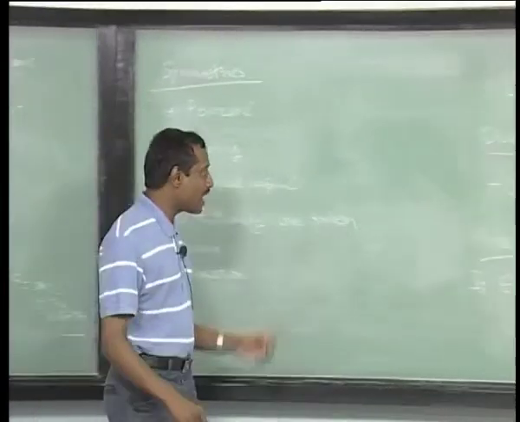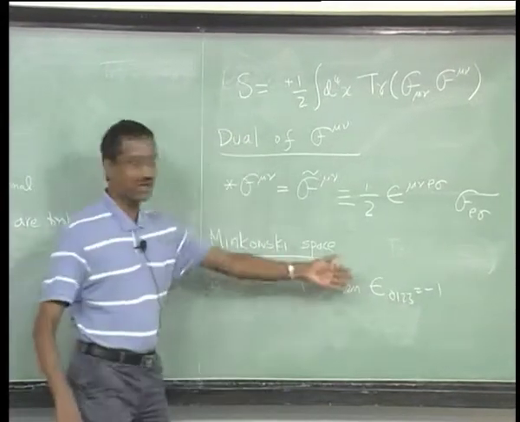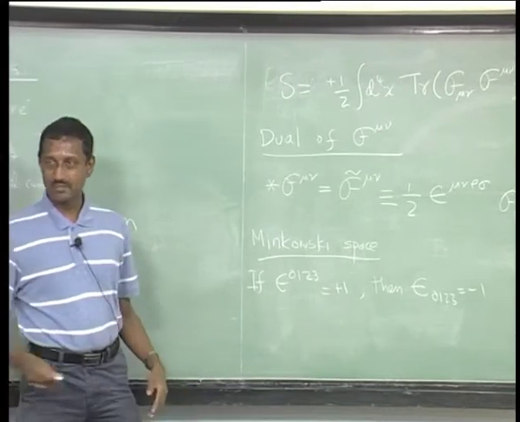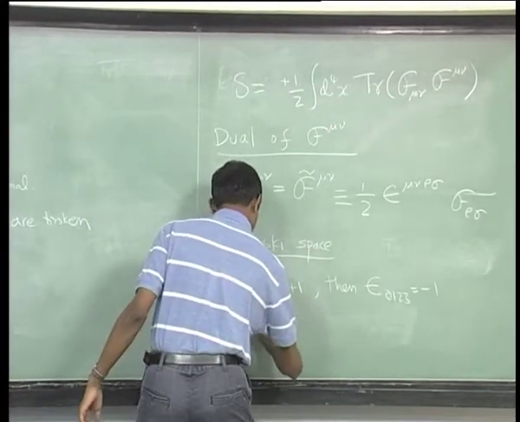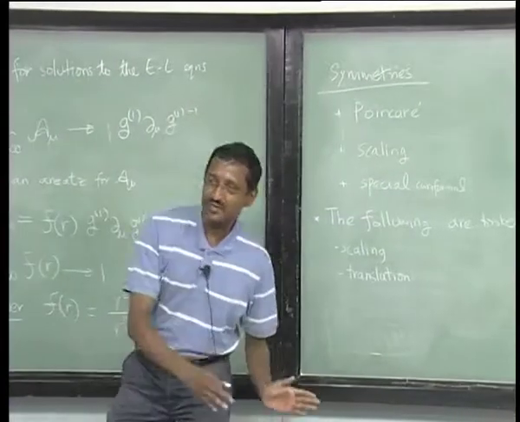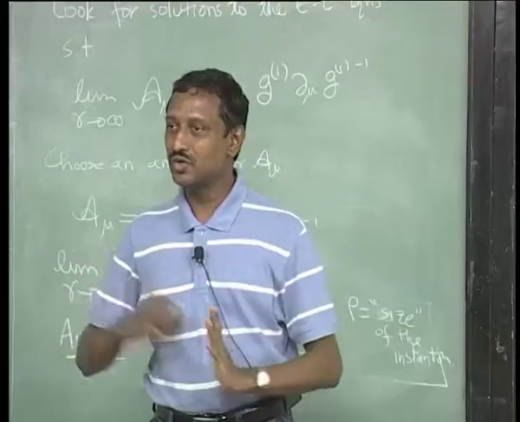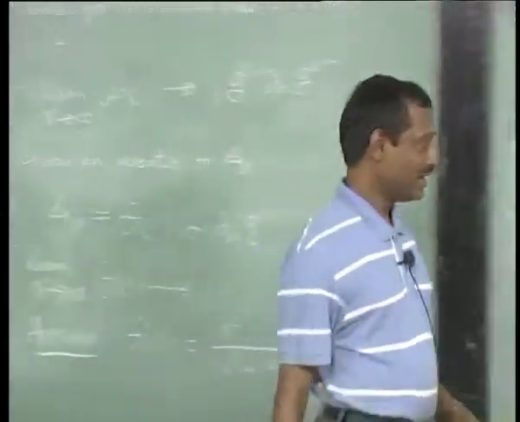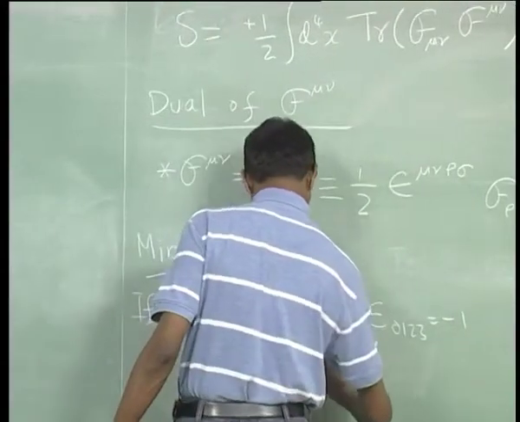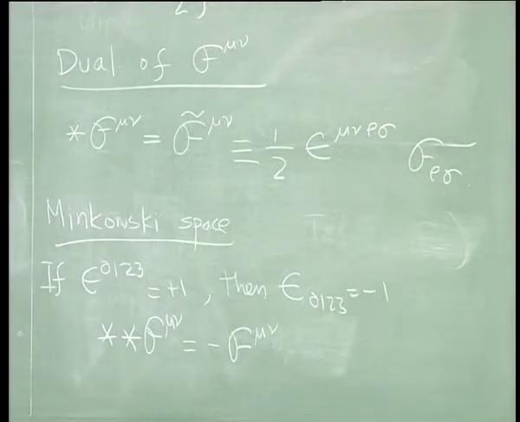So now you can ask what will happen if I do this twice. In Minkowski space, because of this, if you do the star operation twice, you would have thought, okay, I take electric field to magnetic field, and then I do it once more, and magnetic field comes back to electric field. But if you remember there was an important minus sign. So if you do it two times, it does not go exactly to itself, it goes to minus itself.